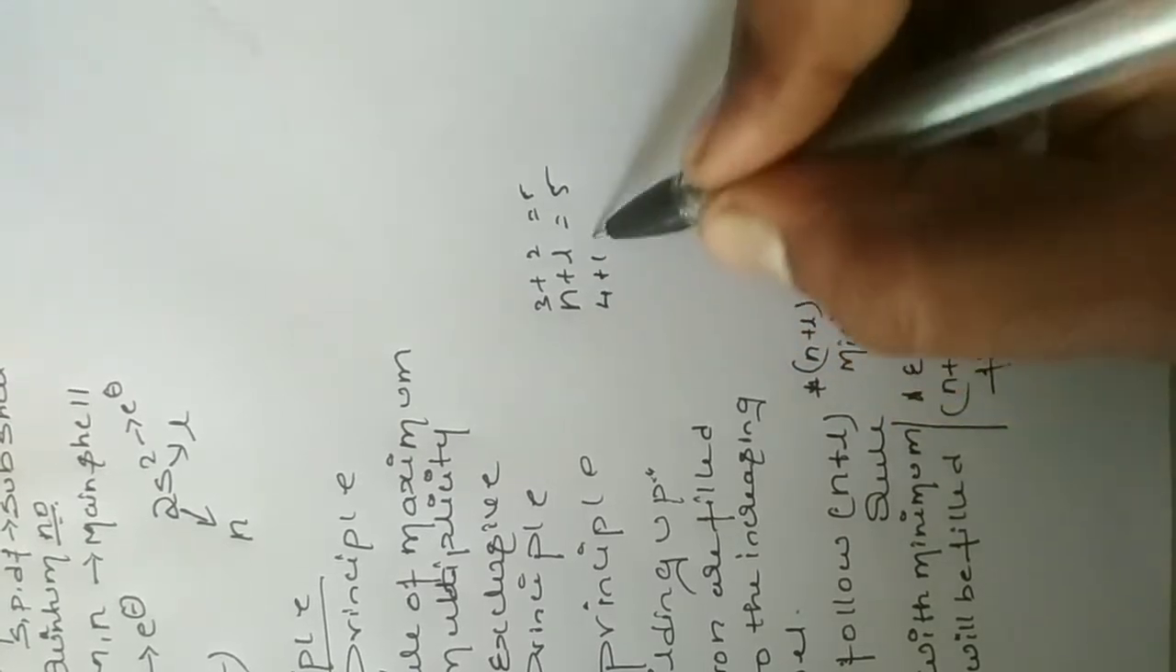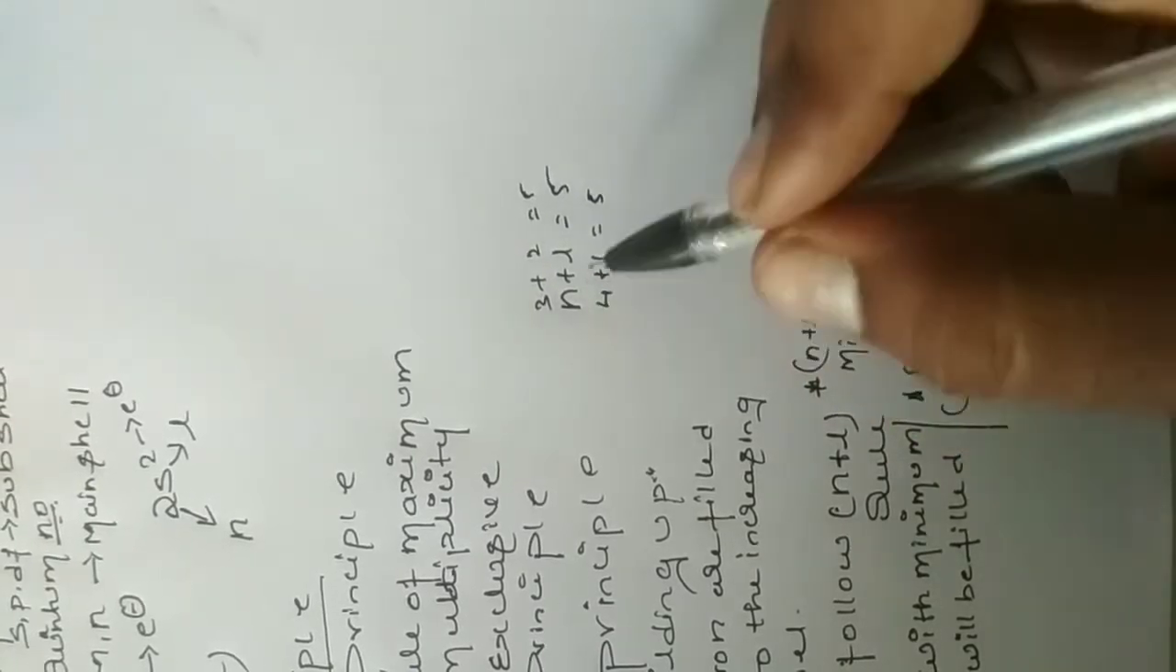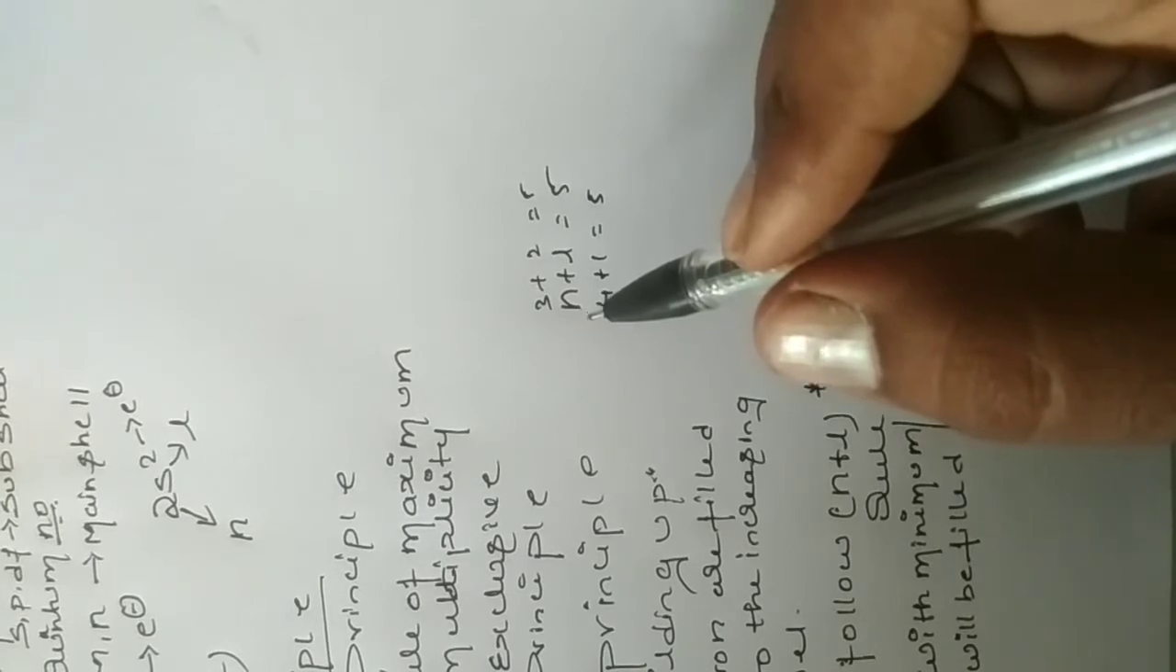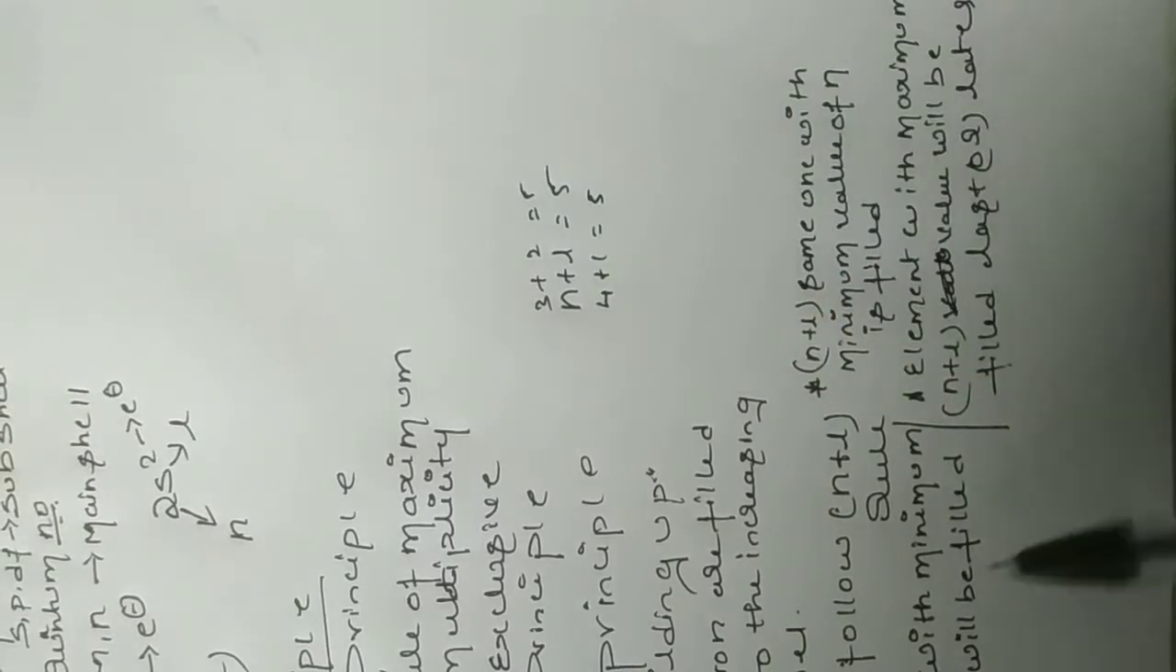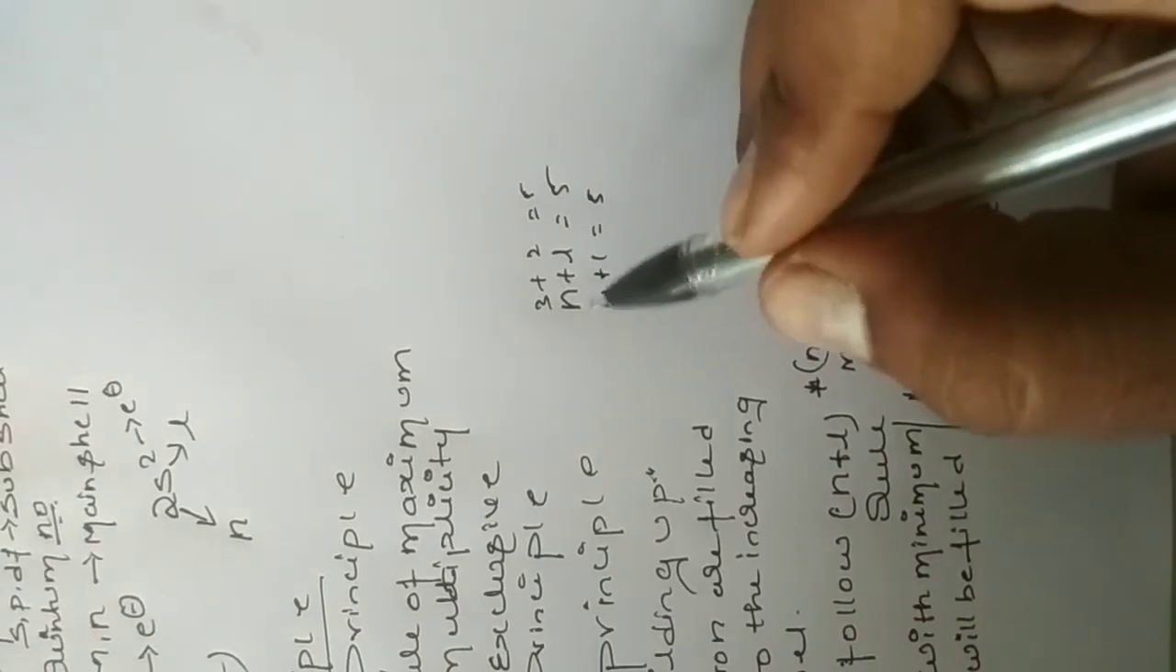For example, take n+l equal to 5: maybe 3+2 equals 5, or 4+1 equals 5. I am taking these 2. In this, which must be filled first? You were told minimum, correct? Minimum here means the n value is minimum, which is 3.